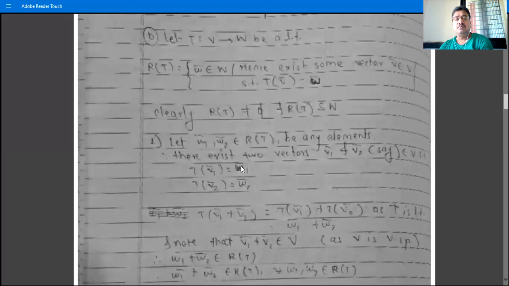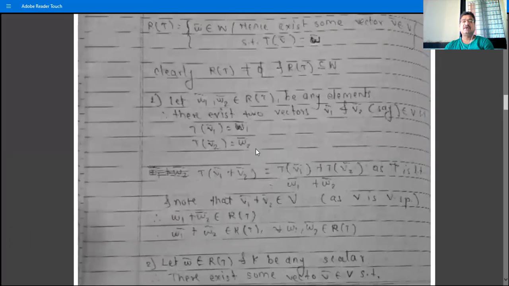Now we have to show the two basic conditions of subspaces. The first condition is that we have to show R(T) is closed for addition, and in the second property we have to prove R(T) is closed for scalar multiplication. Let W1 and W2 belonging to R(T) be any elements. Now we have to show their addition also belongs to R(T). As W1 and W2 are elements of R(T), they have pre-images because of this definition.